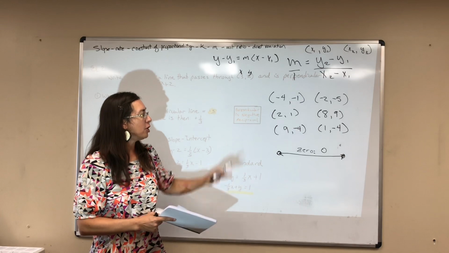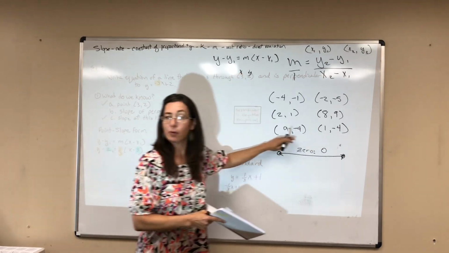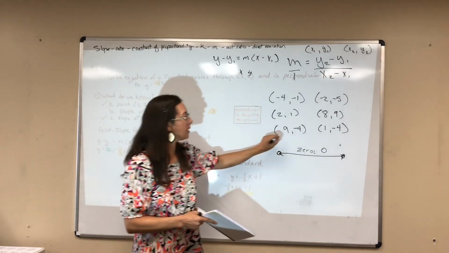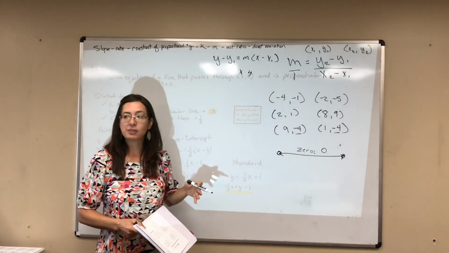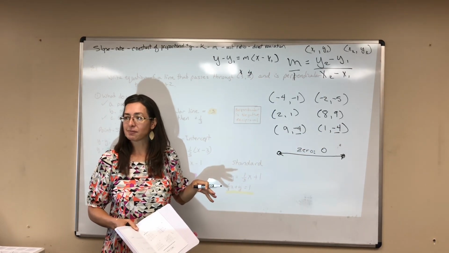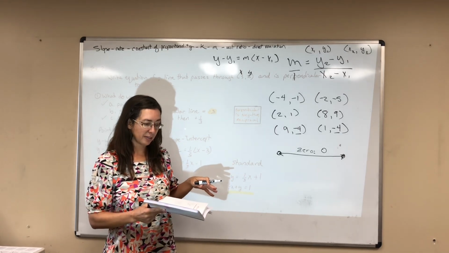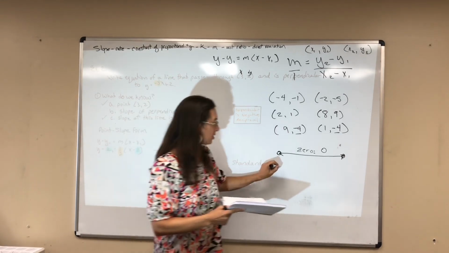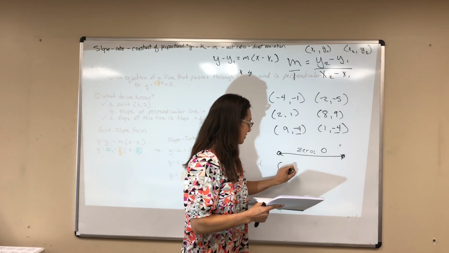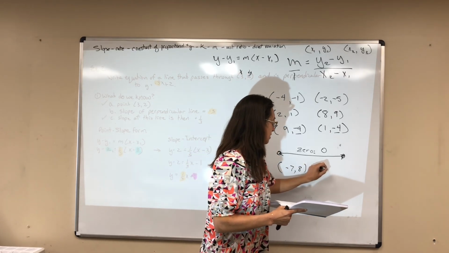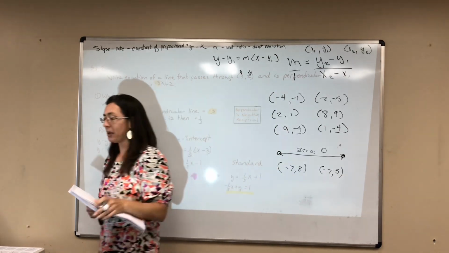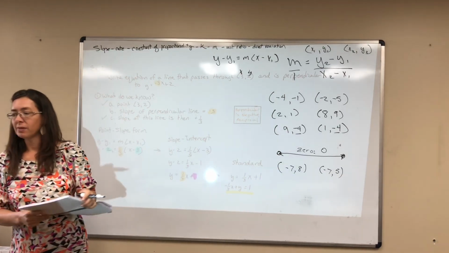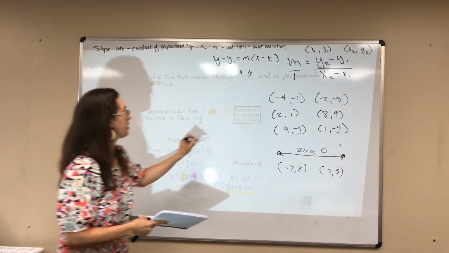So when we are looking at coordinate points, what we can notice is that when my y values are the same, my slope's 0. Every single time. Right? So let's look at number 4: -7, 8 and -7, 5. This is number 4 for the topic. Plot those guys real quick.